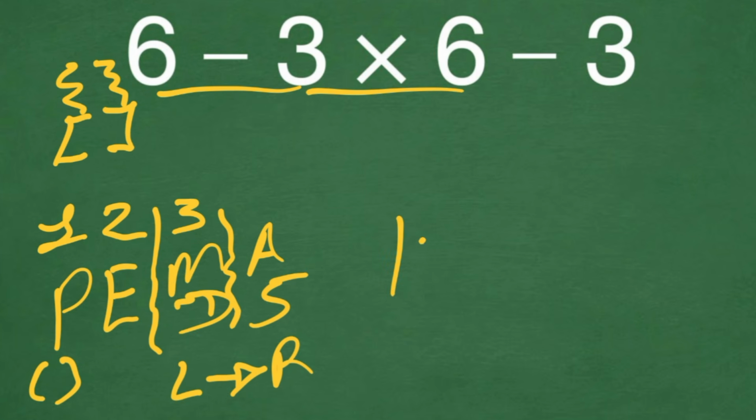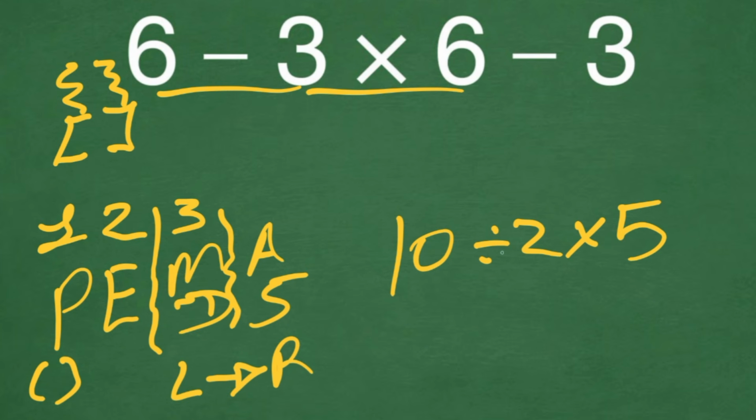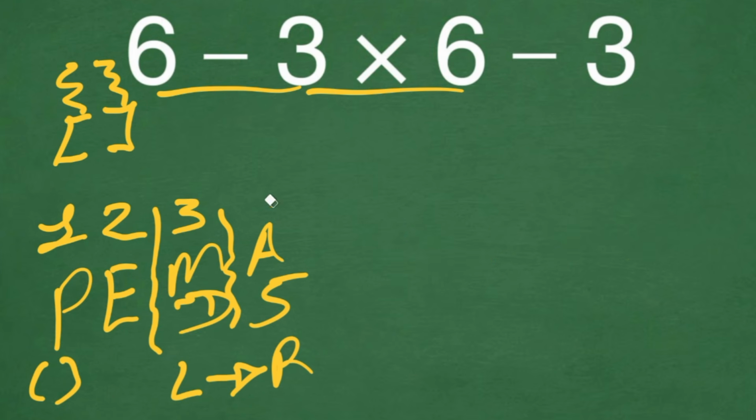So if we have 10 divided by 2 times 5, here we have division and multiplication. They have equal priority, right? Since they have equal priority, we have to solve the equation left to right, starting from the left, and then we are going to finish at the right, right? So this means we have to solve whichever comes first. And for addition and subtraction, it is going to be the same thing.